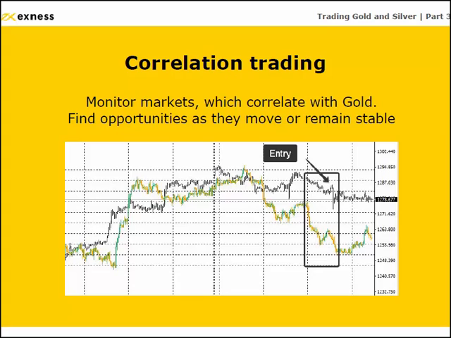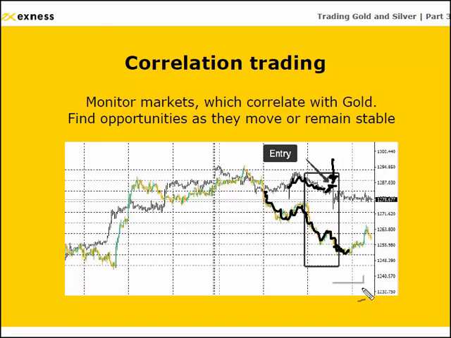Correlation trading. Monitor markets which correlate with gold. Actually, it is the Australian dollar versus the American dollar. You can find opportunities as those instruments move or remain stable. For example, if you see one instrument going down and one remaining in a trading range, you can grasp a short-term pullback and place a short position here.